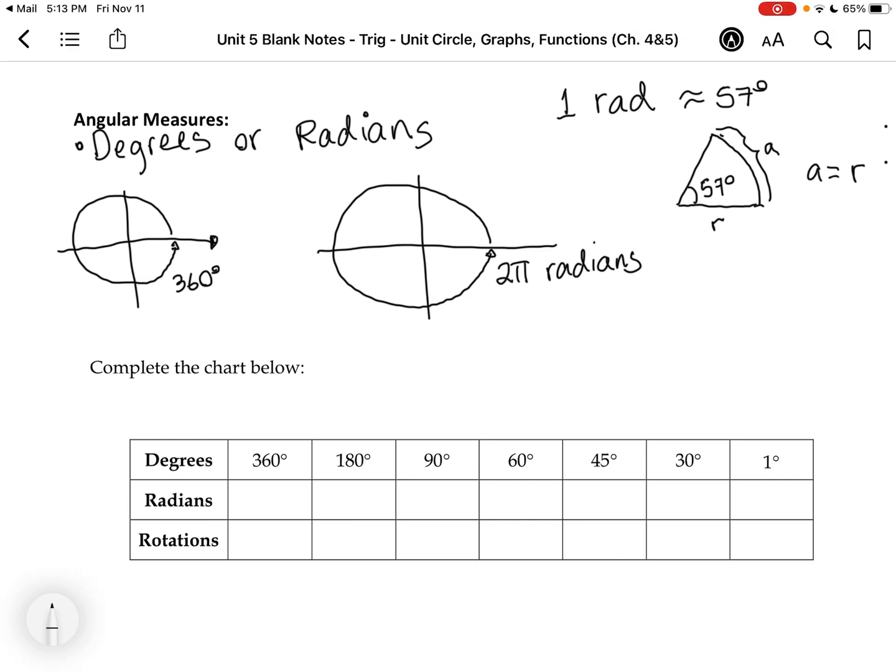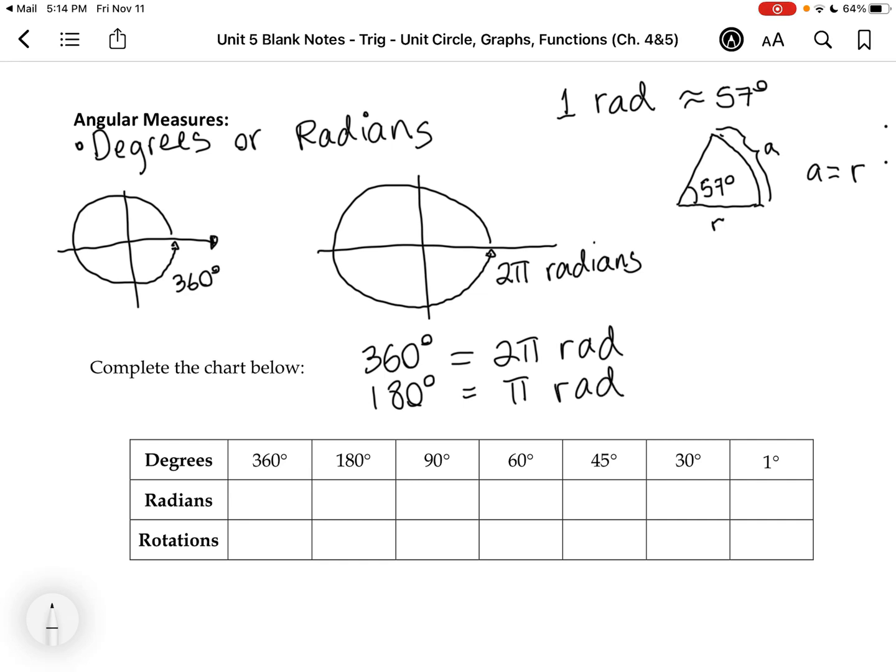What I really want to focus on for now is how to convert between the two. That's what we're going to spend most of our time dealing with today. Essentially, 360 degrees is equal to 2 pi radians, or 180 degrees is equal to pi radians.